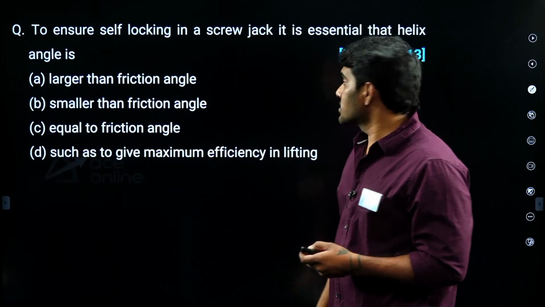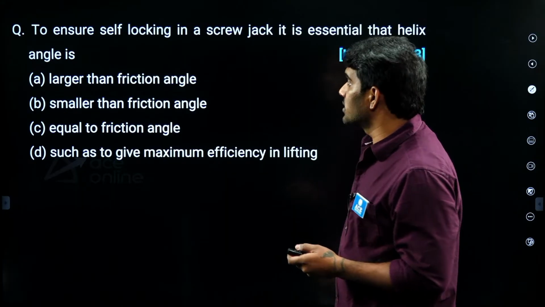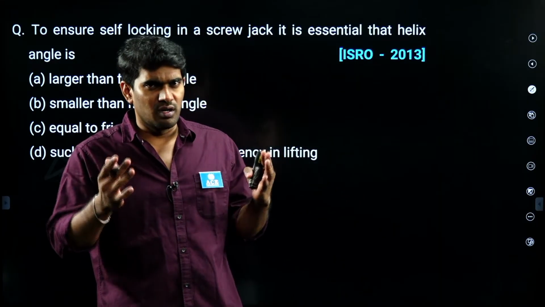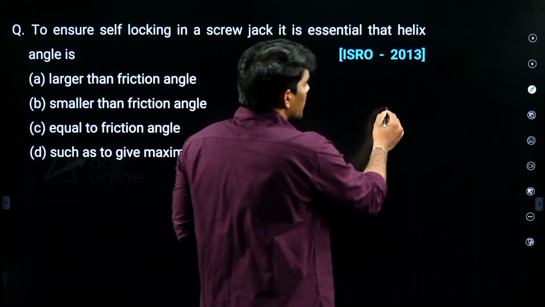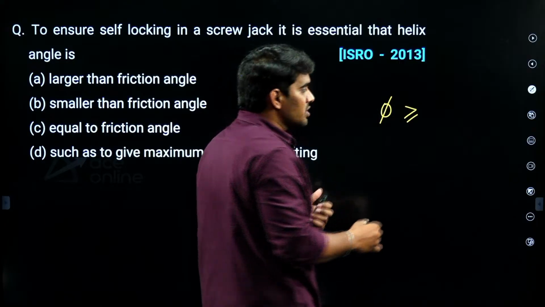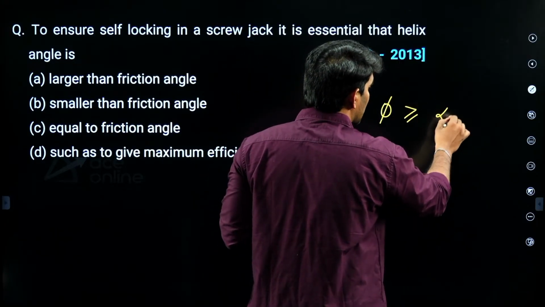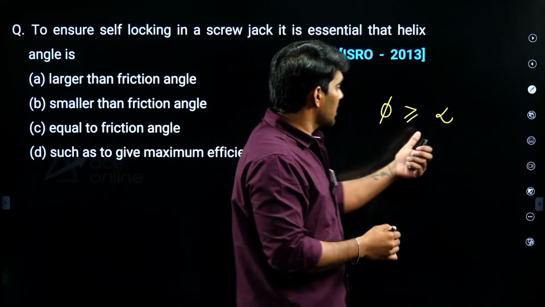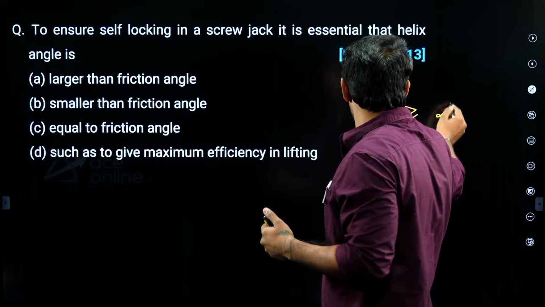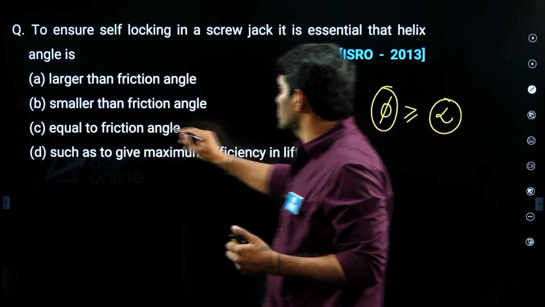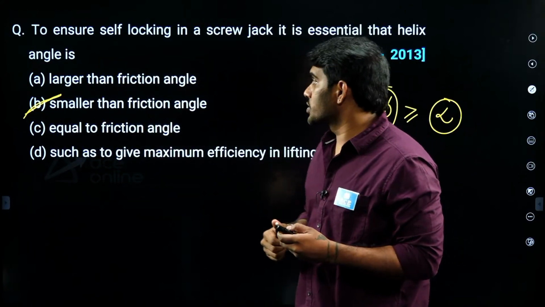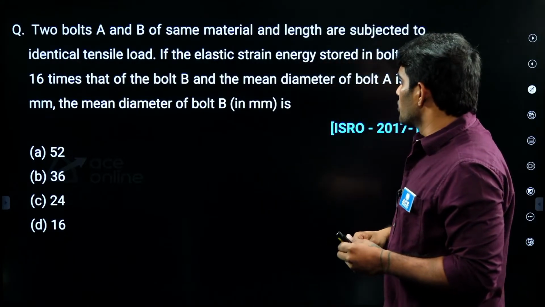To ensure self-locking of a screw jack, it is essential that the helix angle is, if you observe carefully, for any case of self-locking, the friction component has to be greater. In this case, the friction angle has to be greater than the helix angle. So the helix angle alpha should be lesser than the friction angle. Only in such a situation can we have self-locking of a screw jack.